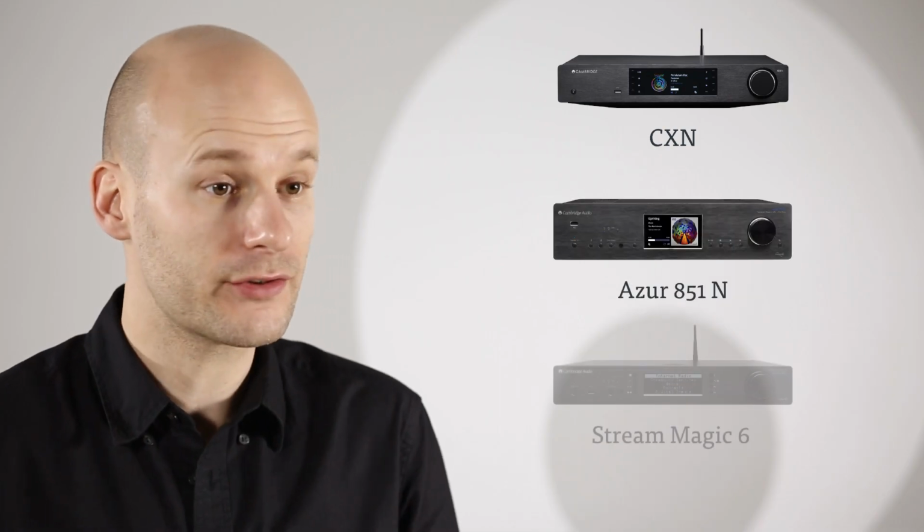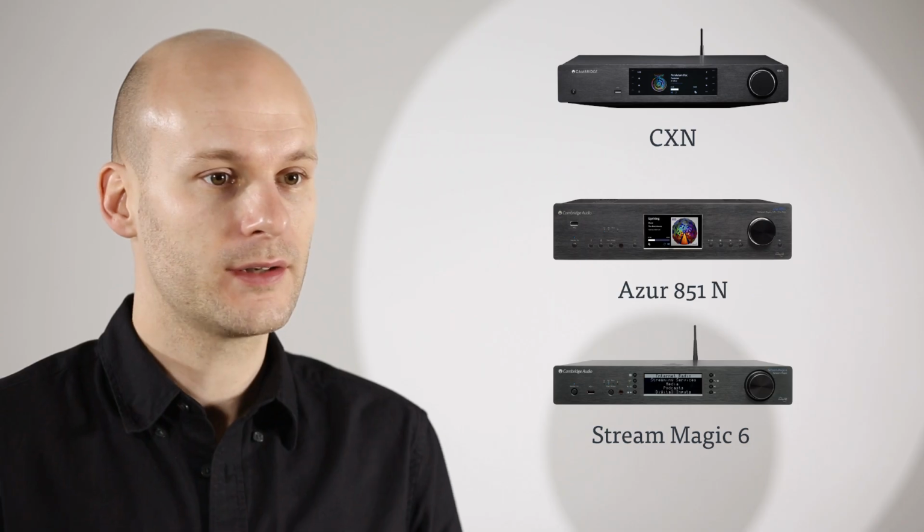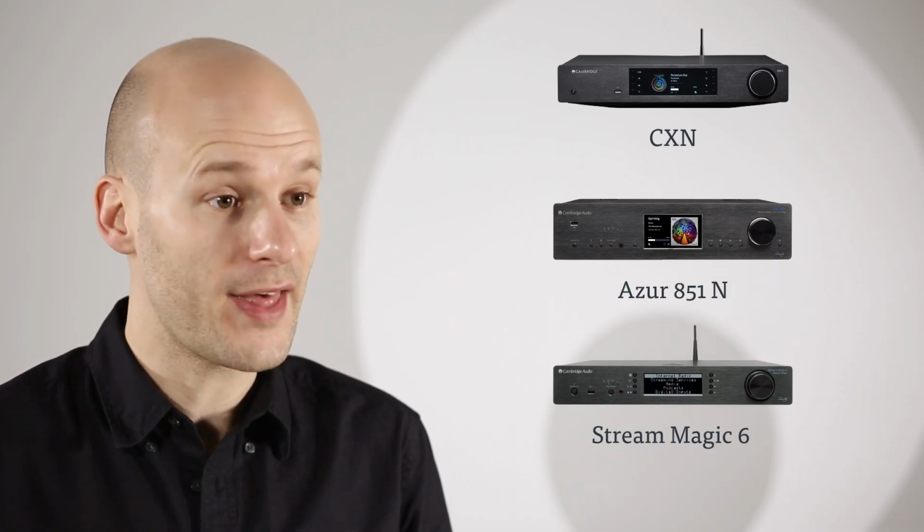Network music players like the CXN, 851N, and Stream Magic 6 use metadata to browse music libraries, so you must make sure the metadata is there. If, for example, the artist and album tags are blank, then these of course can't be searched for and will show up as unknown on a player's display.